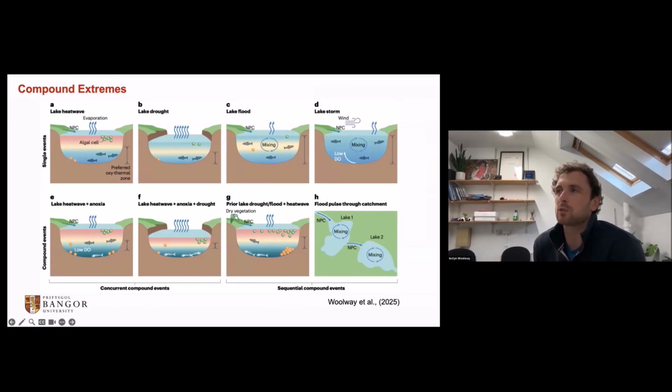So when lakes reach extreme levels in terms of their temperature, extreme lows in terms of their oxygen, and extreme lows in terms of the volume of water within them. So each of these extremes individually have a big impact on the ecosystems, but they're often correlated with other extremes and often happen at the same time. So the work that we've been doing is trying to understand which lakes are exposed to these concurrent compound extremes and how they will change in the future.